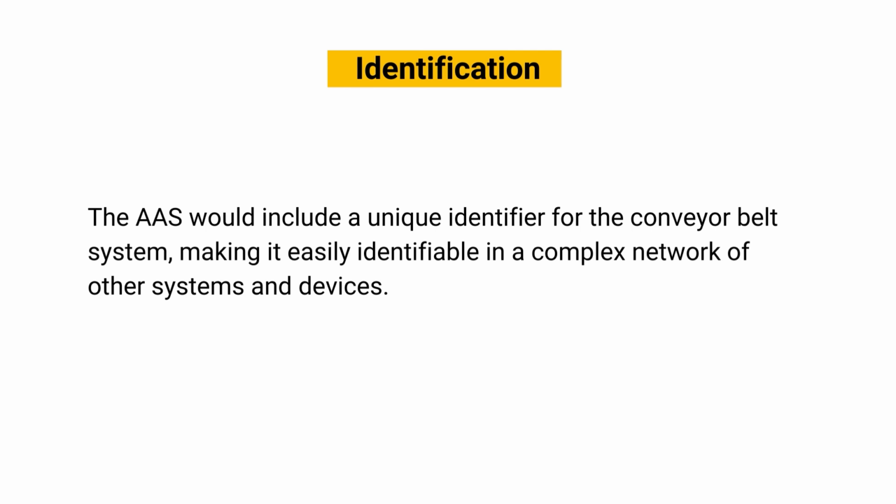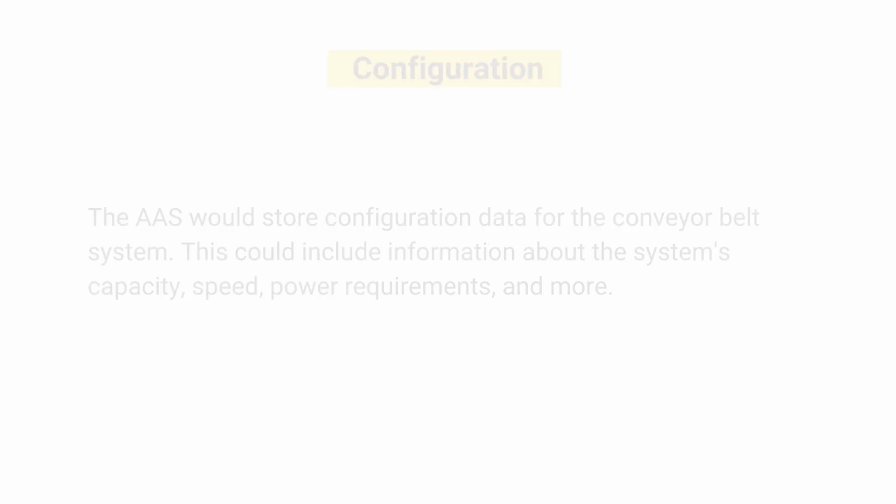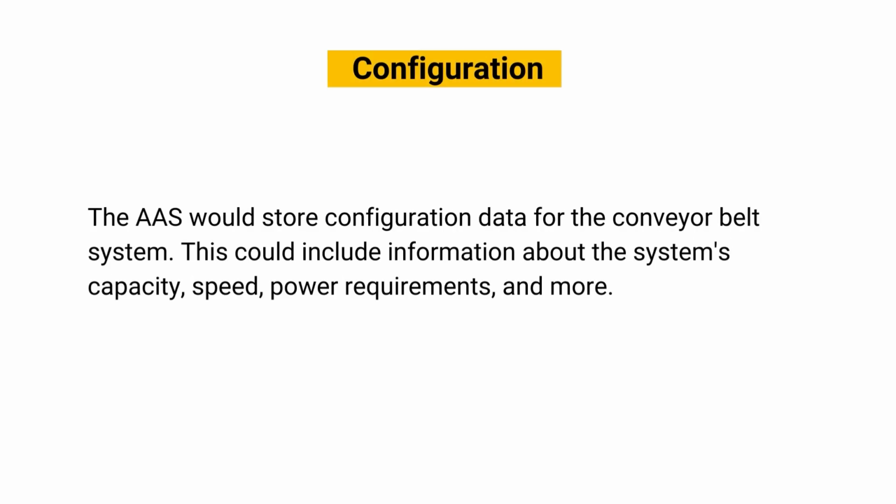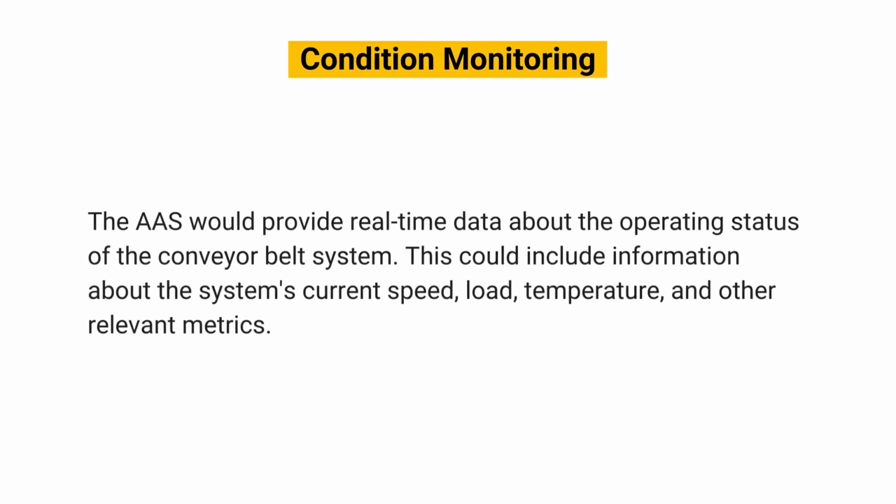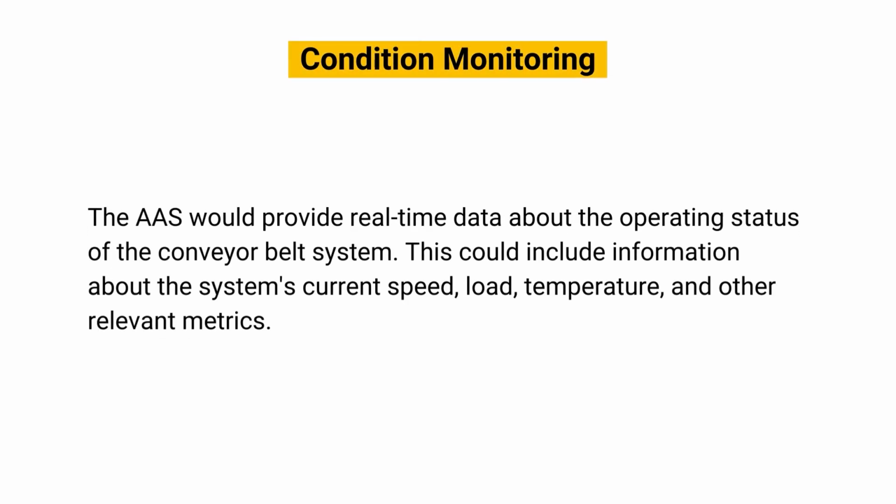Identification. The Asset Administration Shell would include a unique identifier for the conveyor belt system, making it easily identifiable in a complex network of other systems and devices. Configuration. The Asset Administration Shell would store configuration data for the conveyor belt system. This could include information about the system's capacity, speed, power requirements, and more. Condition monitoring. The Asset Administration Shell would provide real-time data about the operating status of the conveyor belt system. This could include information about the system's current speed, load, temperature, and other relevant metrics.